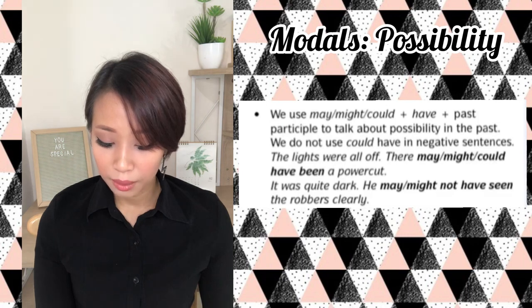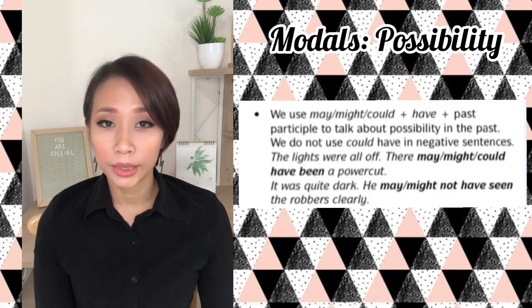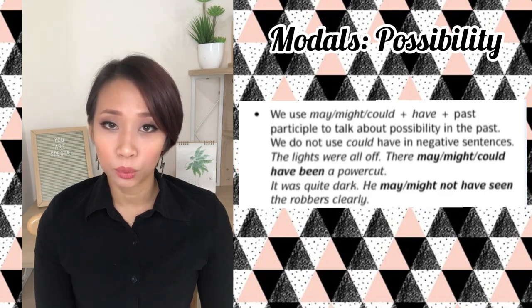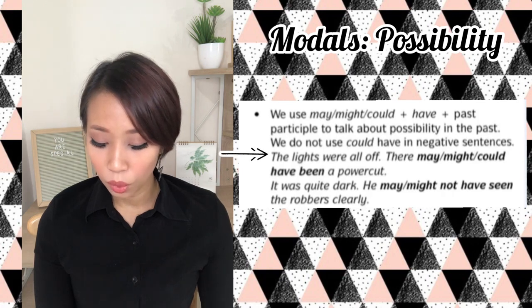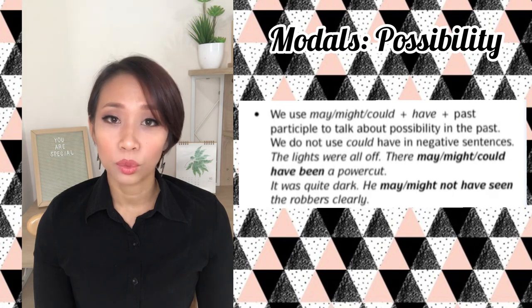We use may, might, could, have, past participle to talk about possibility in the past. Kita guna may, might, could, tambah have, tambah past participle untuk bercakap tentang kemungkinan yang berlaku di masa lalu. For example, the lights were all off. There may, might, could have been a power cut. Semua lampu tertutup, mungkin bekalan elektrik dipotong. So di masa lalu, kita tahu ada kemungkinan bekalan elektrik dipotong.